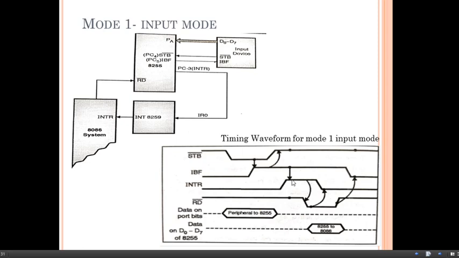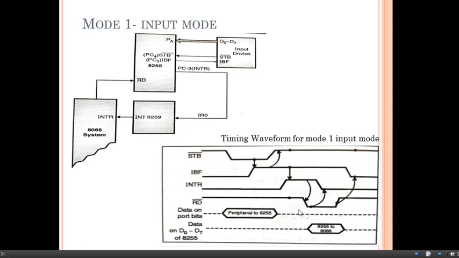In response to this INTR signal, the CPU, or we can say the 8086 processor, will generate the read bar signal. Means the read bar signal gets activated in response to this INTR signal. The read operation will reset things. Once this read is activated, it will reset the IBF signal, and this INTR signal is also deactivated by this read bar signal.